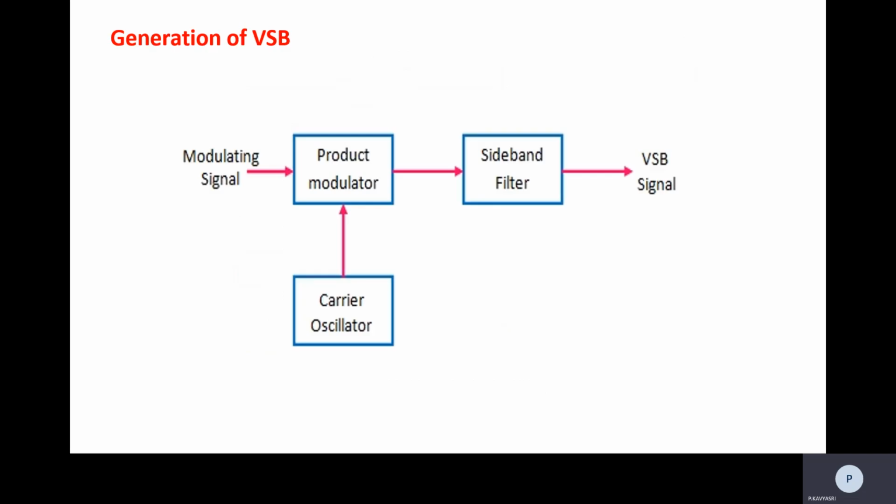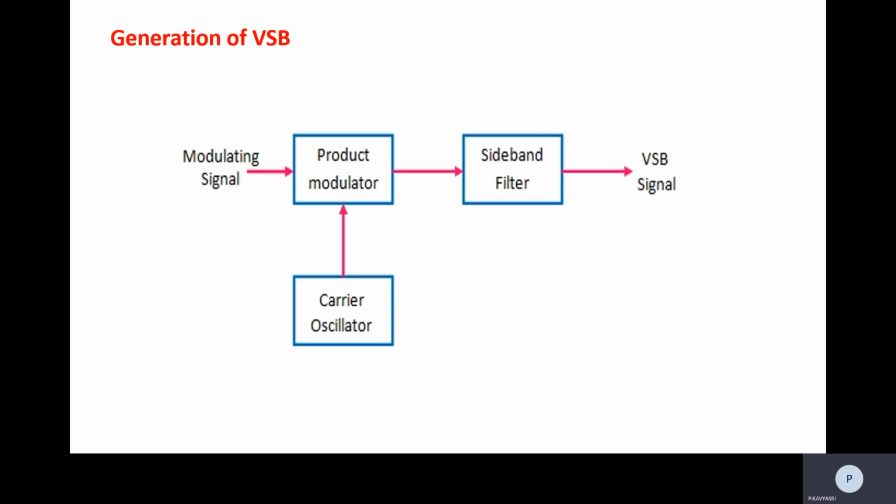Now we will see the generation and the demodulation of VSB. We will see how this VSB will be generated. In any modulation, we require two signals: one is the modulating signal and another one is the carrier signal. The modulating signal can also be called the baseband signal, information signal, or source signal. I give the modulating signal as an input to the product modulator, and another signal is the carrier signal, which is generated from the carrier oscillator.